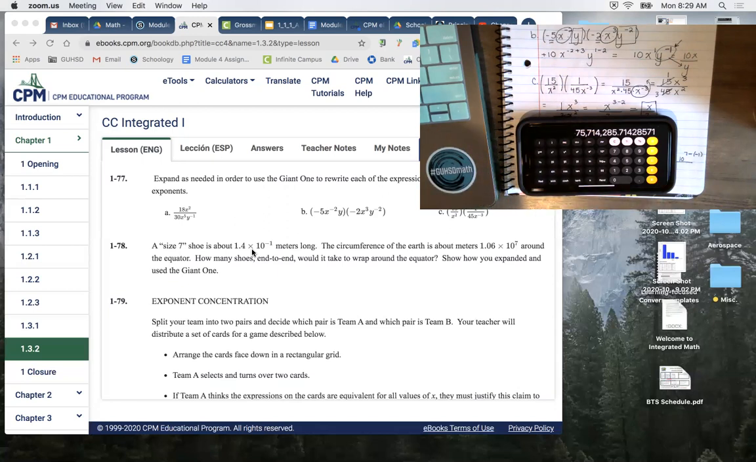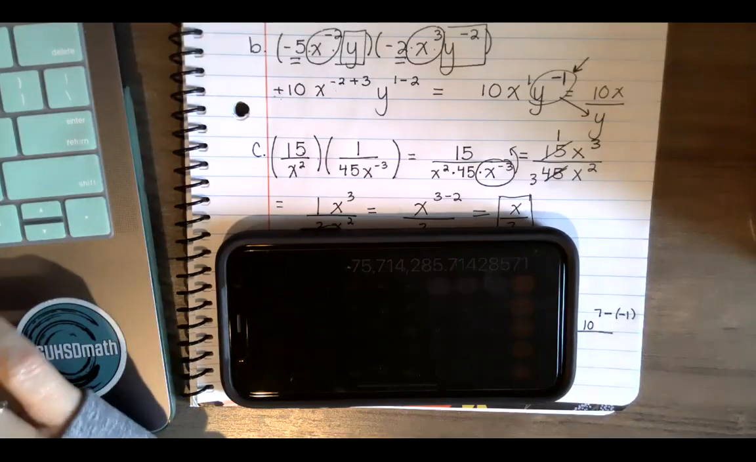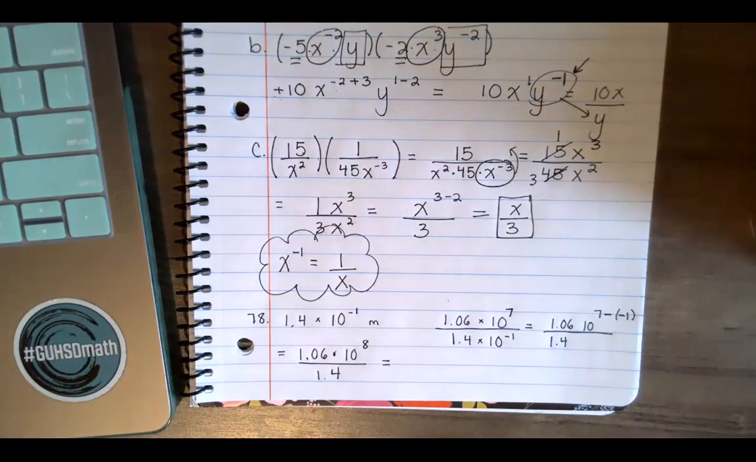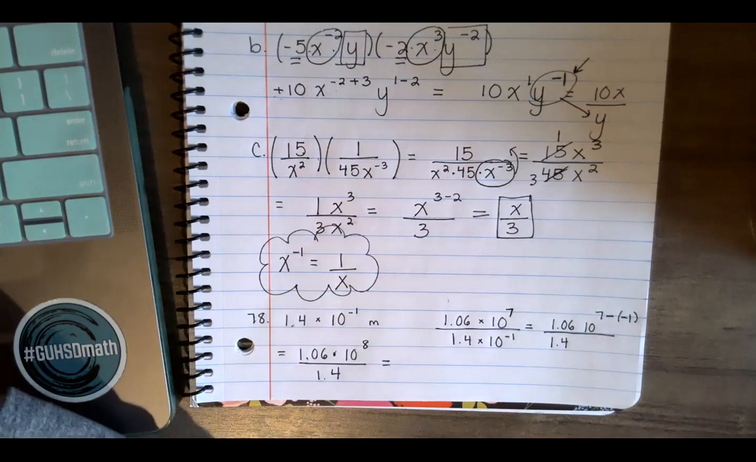Okay. So go ahead and pop in and do some of your practice for tonight. You're going to be dealing again with this idea of a negative exponent.